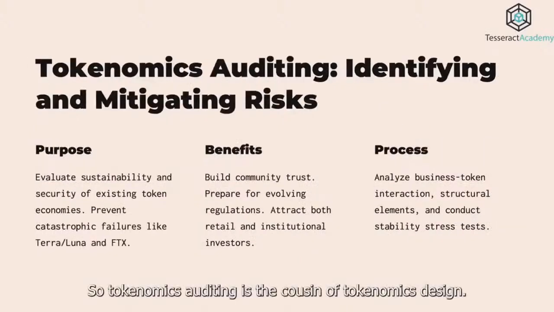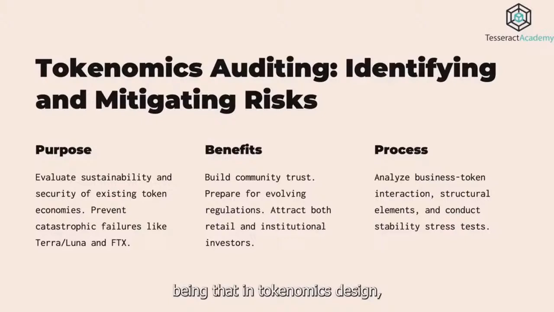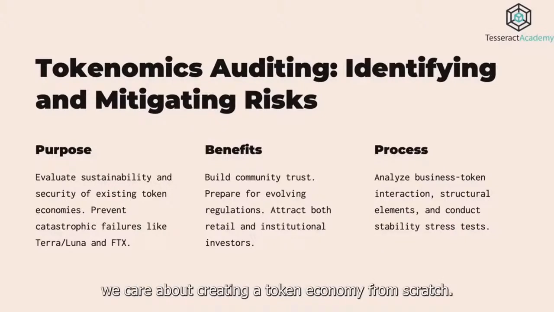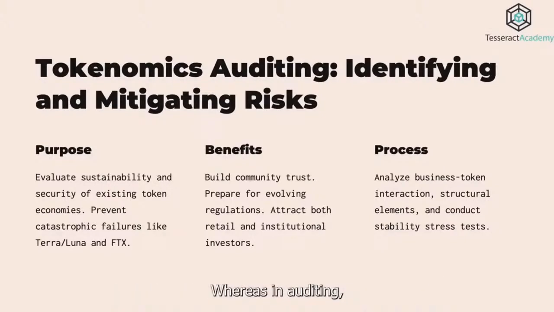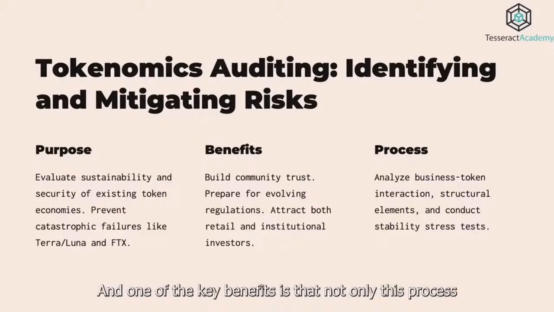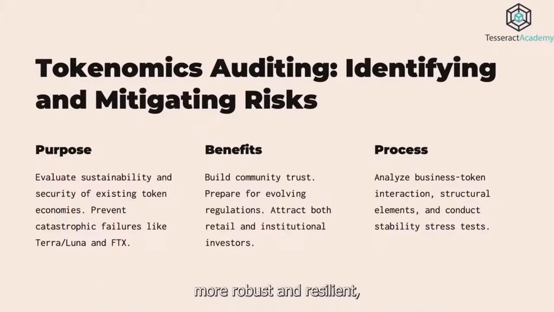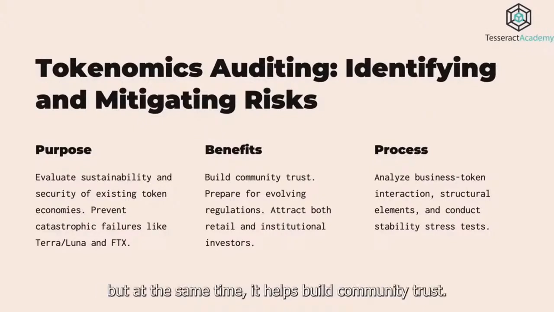So tokenomics auditing is the cousin of tokenomics design. The difference is that in tokenomics design, we care about creating a token economy from scratch, whereas in auditing, we take an existing token economy or a designed token economy, and then we stress test it. The objective of tokenomics auditing is to prevent catastrophic failures like Terra Luna and FTX. One of the key benefits is that not only does this process make tokenomics more robust and resilient, but at the same time, it helps build community trust.